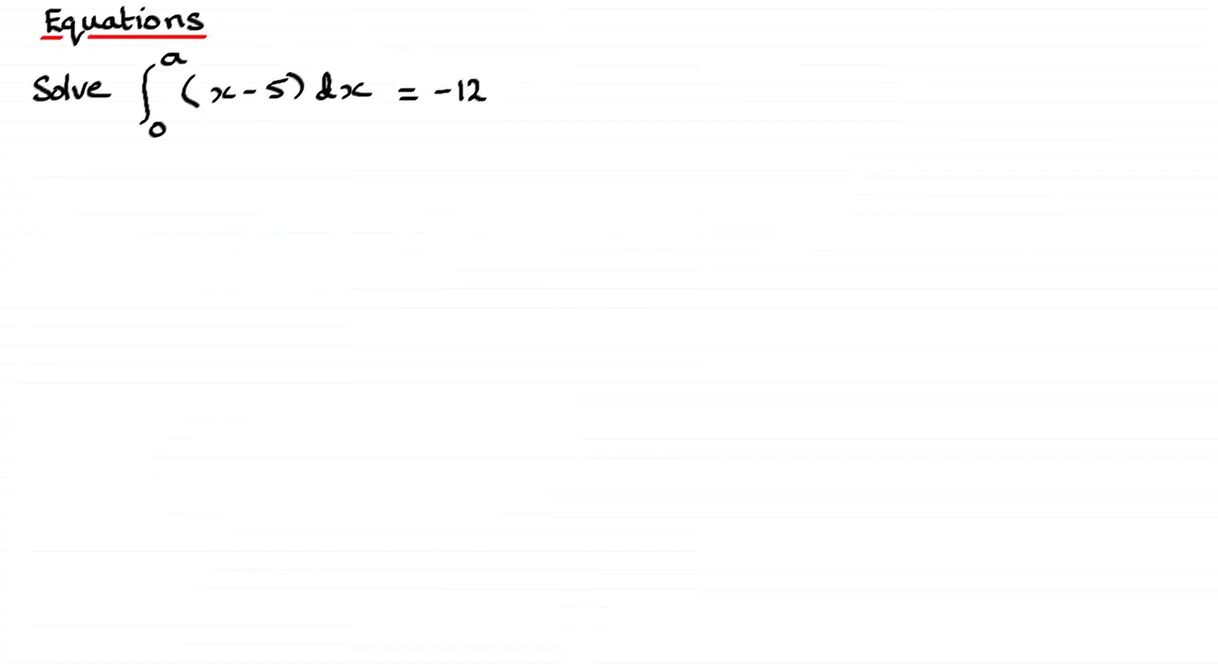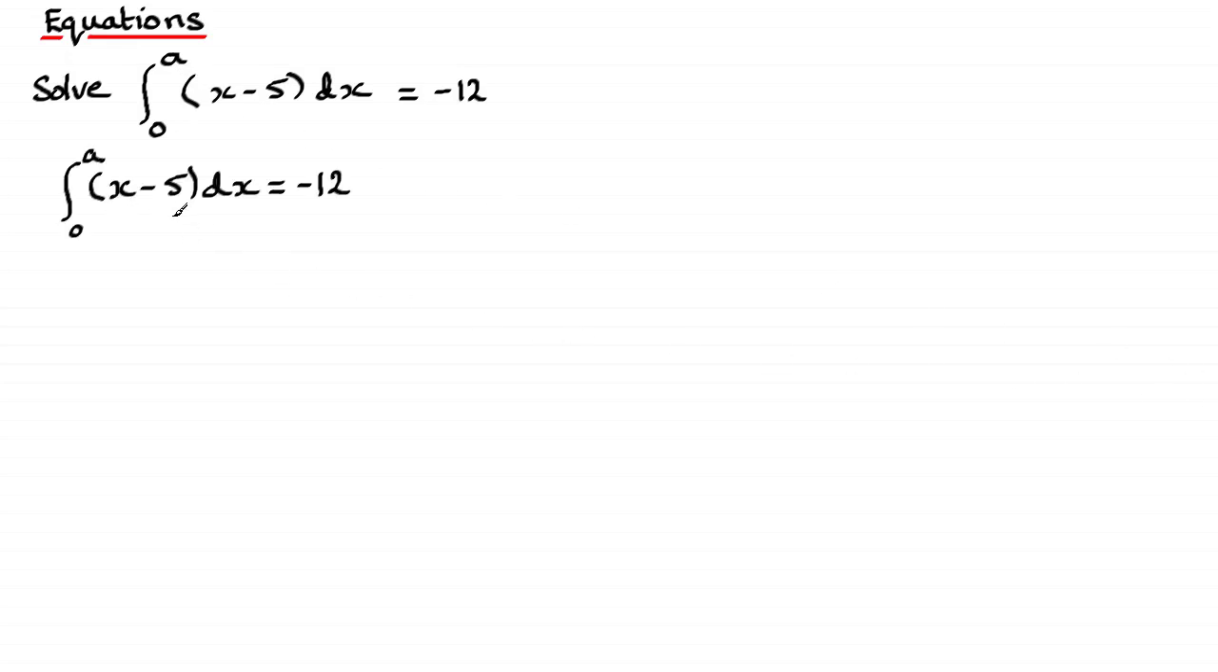Well, you can get definite integrals that become equations, like this example here. Solve this integral going from 0 to a of all of x minus 5 integrated with respect to x. We're told that the result is minus 12. So when it comes to solving this, we're out to try and find that value of a.